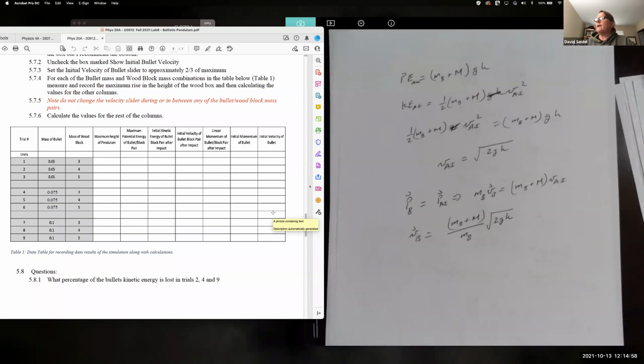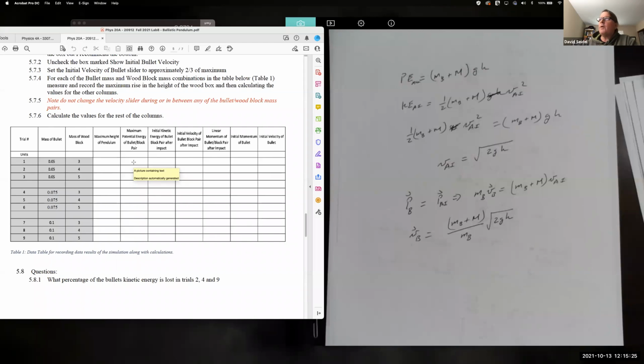Here we have that again, okay? You're measuring the maximum height of the pendulum. Okay, that's a measurement. So the maximum potential energy of the bullet block pair is the mass of the bullet plus the mass of the block times gh. That's our definition of potential energy.